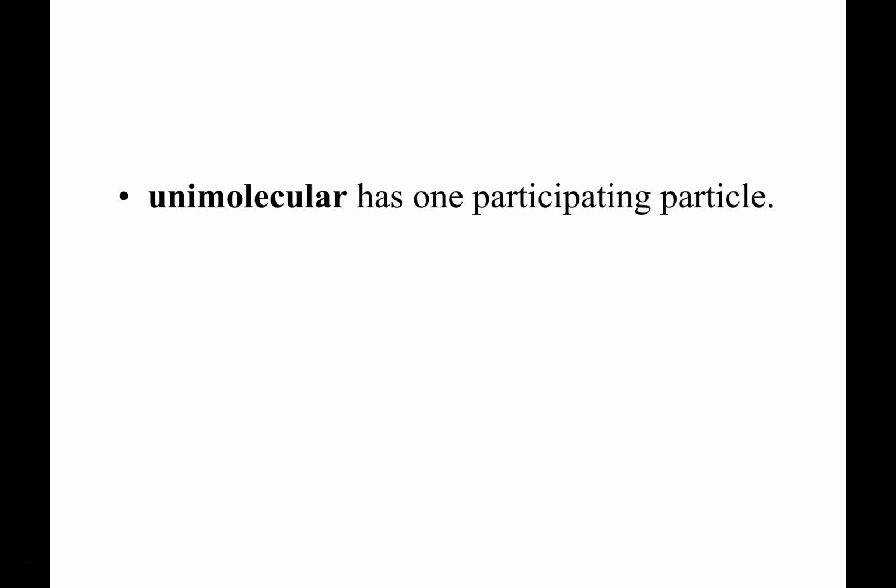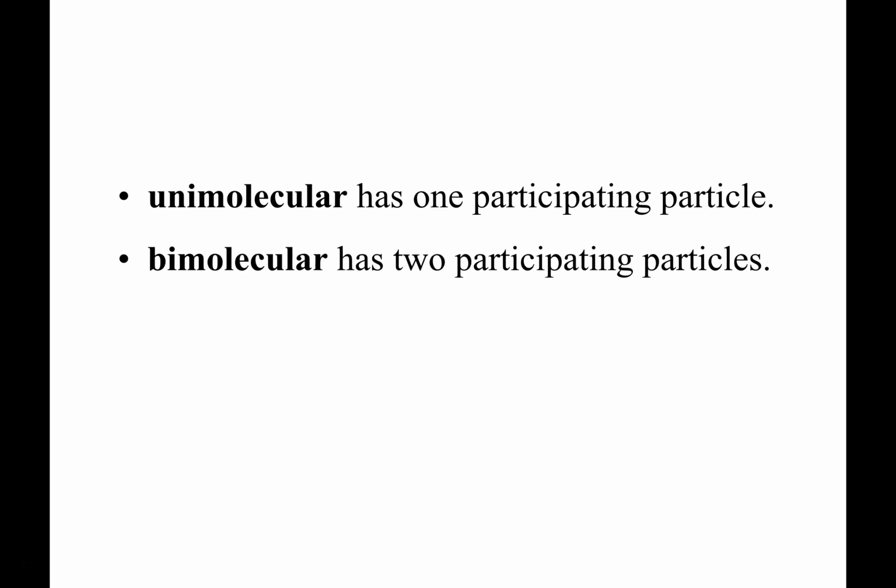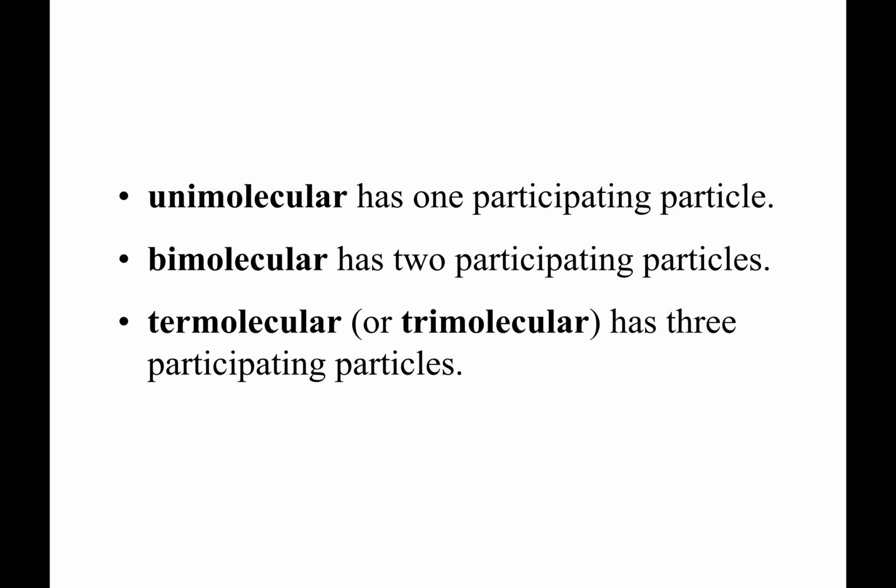Here are these prefixes that we all like to throw around. Uni, like a unicycle, is one wheel. Unimolecular means one particle participating in that elementary step. A bicycle's got two wheels. Bimolecular means you have two particles participating. A tricycle has three wheels, and so trimolecular or termolecular, they're the same. It means that for that elementary step, you have three particles actually bonding with each other and proceeding in that elementary step from reactants to products. Termolecular, trimolecular.